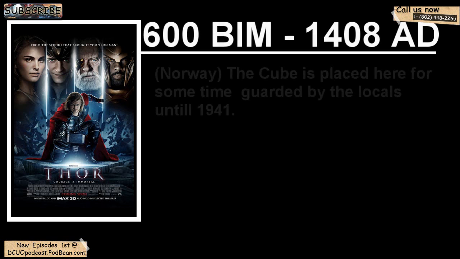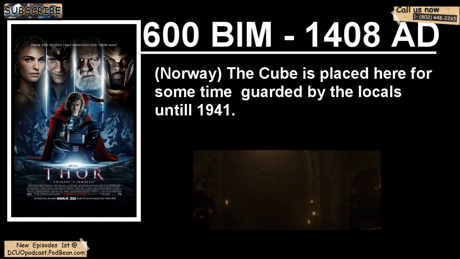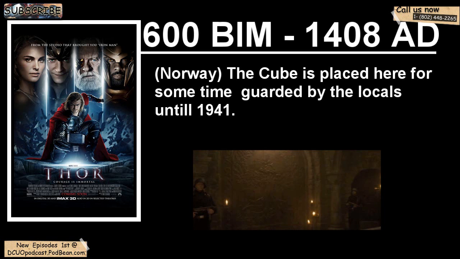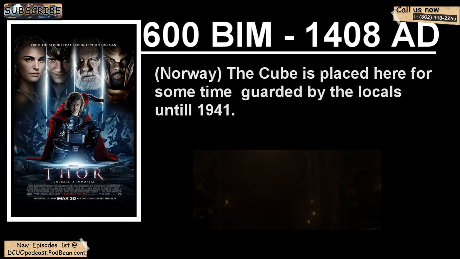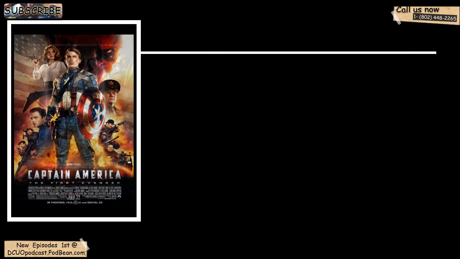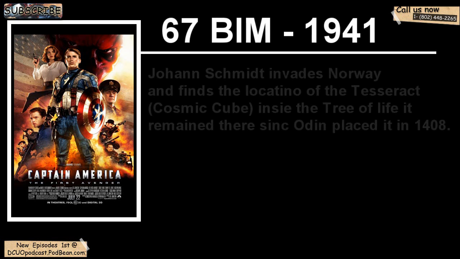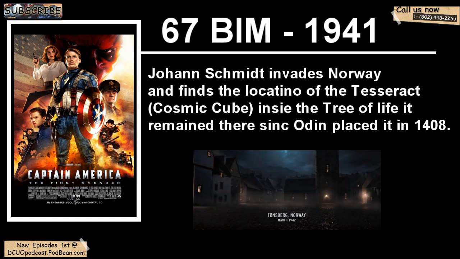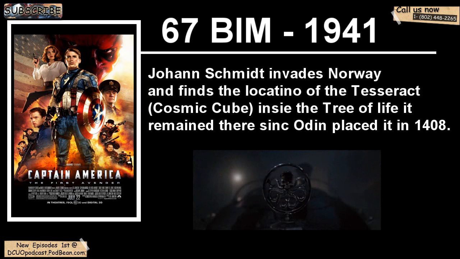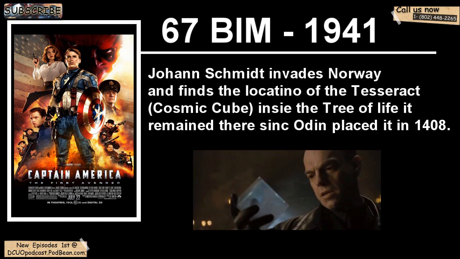Next, it has been told that the cube is placed here and watched over by the locals. Of course, we see this during Captain America. And speaking of Captain America, this takes place 67 years before Iron Man 1, in 1941, where the Red Skull, Johann Schmidt, invades Norway, the same place where the Cosmic Cube was left, and he finds it hidden behind the Tree of Life in the wall.